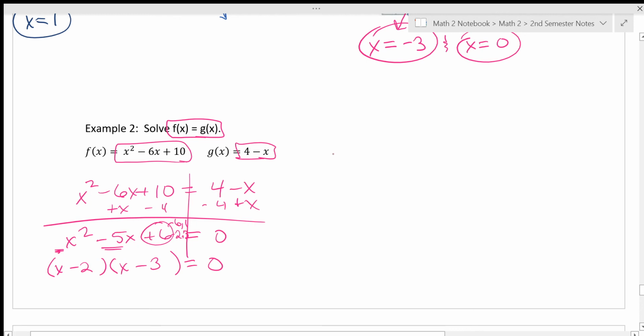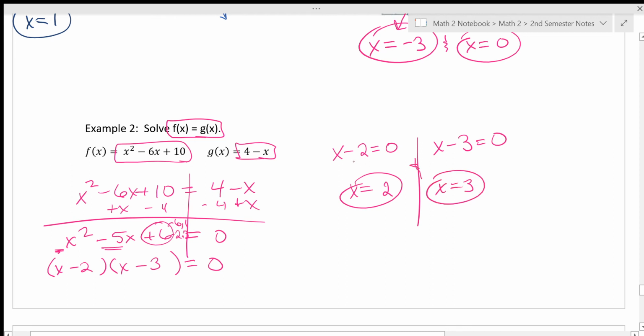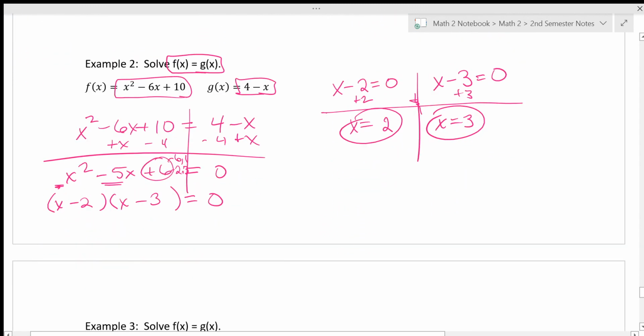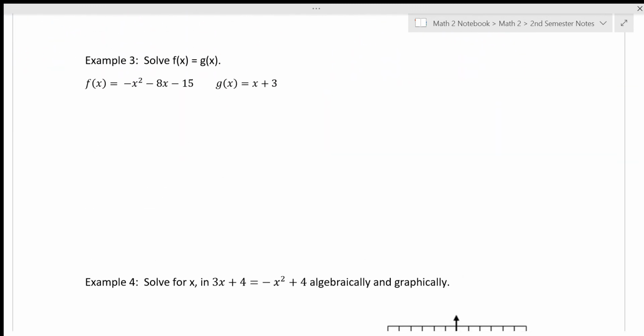And then to figure out what my x values are, I'm going to set them each independently equal to 0, and then solve for x. So I get x equals 2 and x equals 3 by adding 2 and adding 3. Okay, so I have two different solutions, just like we did above. So again, if we were to graph both of these functions, they would intersect at x equals 2 and x equals 3. So let's try another algebraic one.